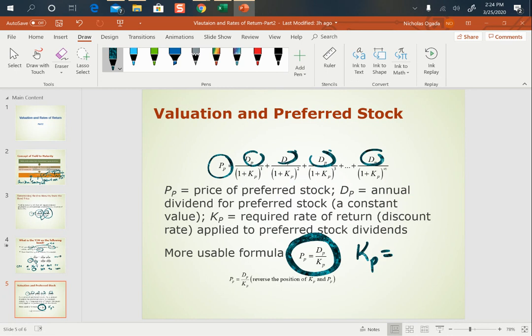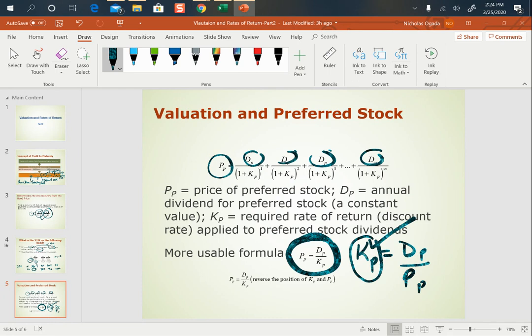In that case, you're going to be given the dividend and you are going to be given the price of the stock. So you take the dividend that's going to be paid out divided by the price of that security, which in this case is the preferred stock. You divide the two, and that will give you the required rate of return for that particular preferred stock.